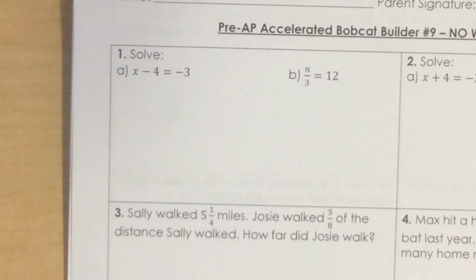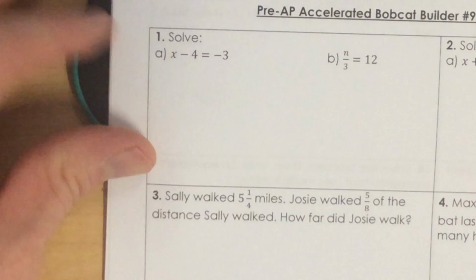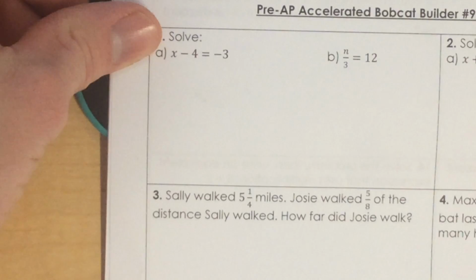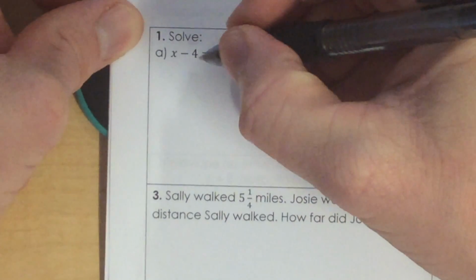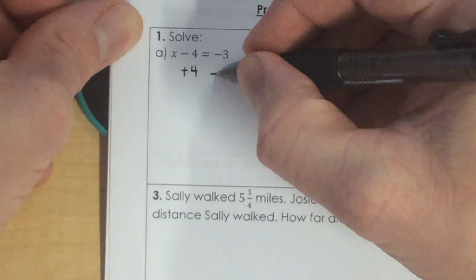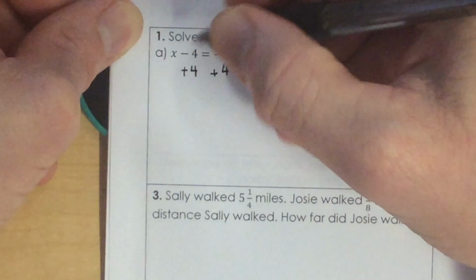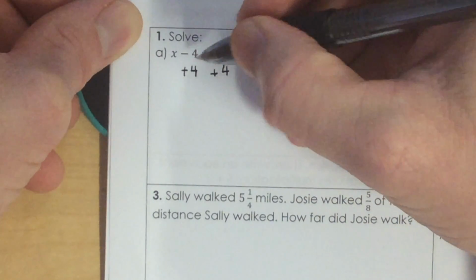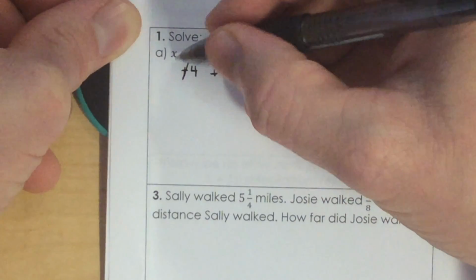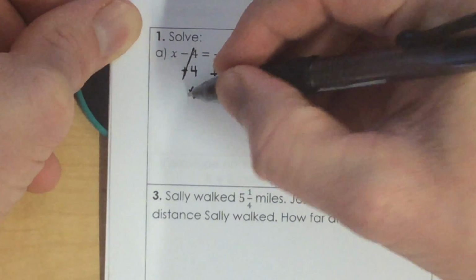Today we're going to be looking at the Bobcat sheet, problems 1 through 9. All right, so first up it's x minus 4 is equal to negative 3. So what we would need to do to solve for x is add 4 to both sides. Again, the reason for that is we would need to undo subtracting by 4 by adding by 4, and that creates a 0 pair. It leaves the x all by itself over there.